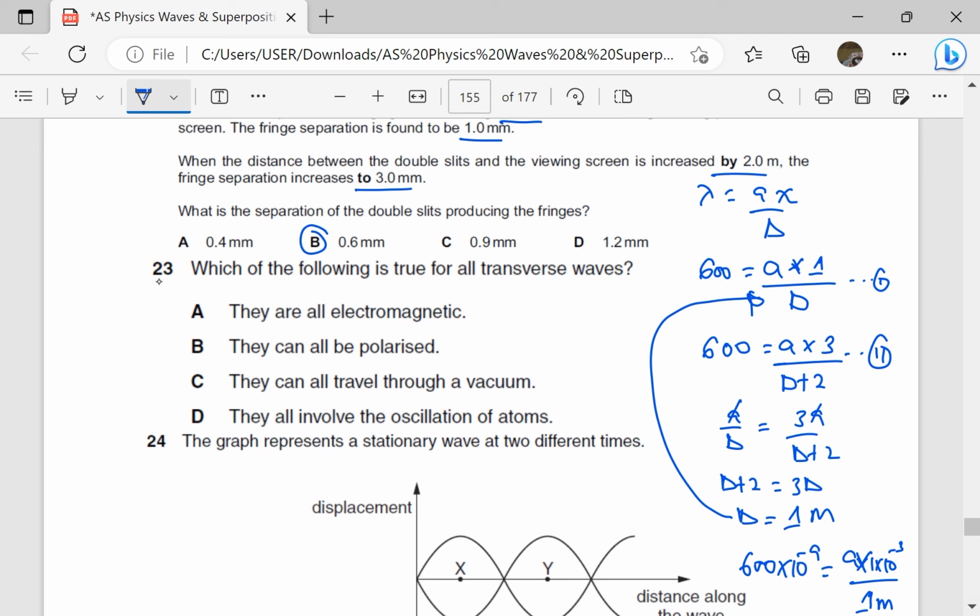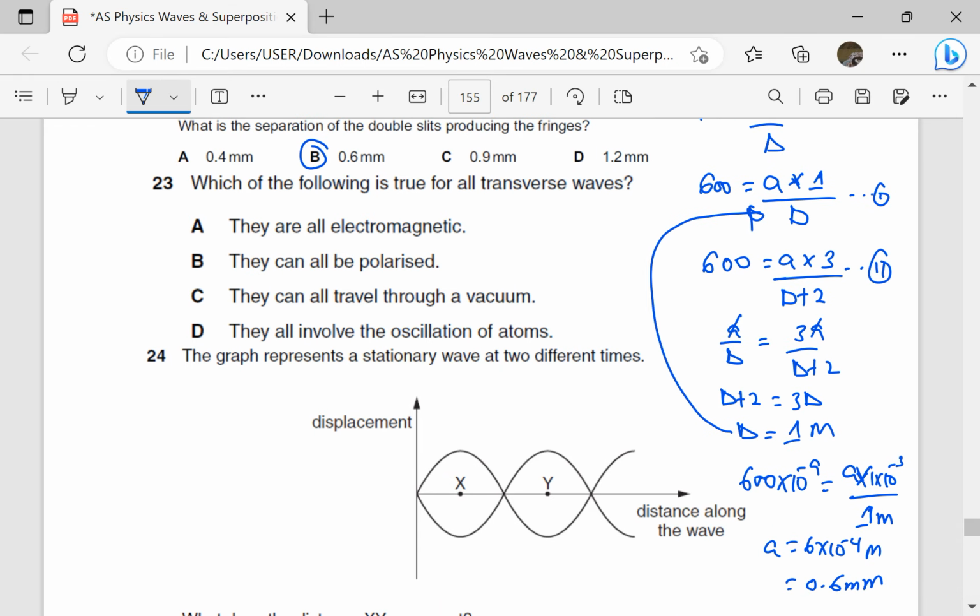I've done it the long way, but I know some of you are good mathematicians. You can do this in a few steps. Which of the following is true for all transverse waves? Of course, all transverse waves can be polarized. They are not all electromagnetic, because waves on a rope are not electromagnetic waves. Waves on a string and water waves are transverse, but not electromagnetic. So all we can know is that they can all be polarized.